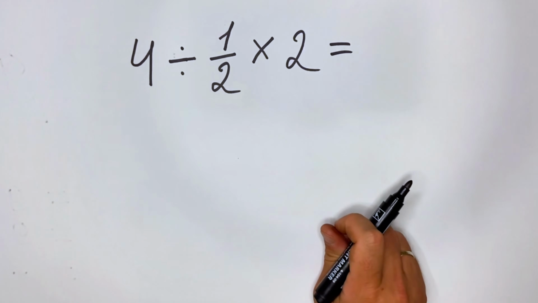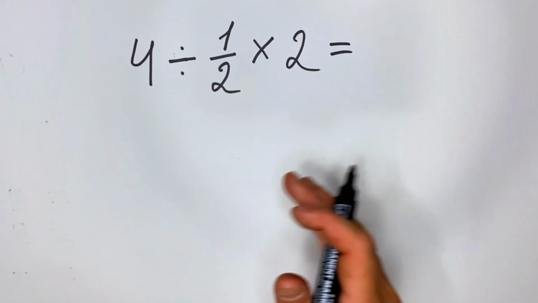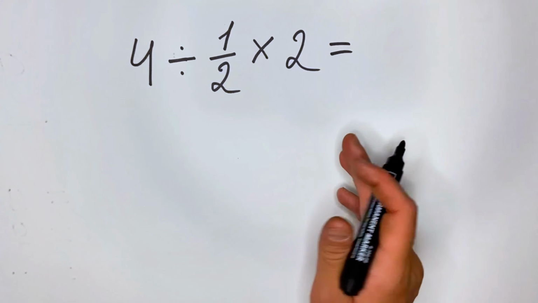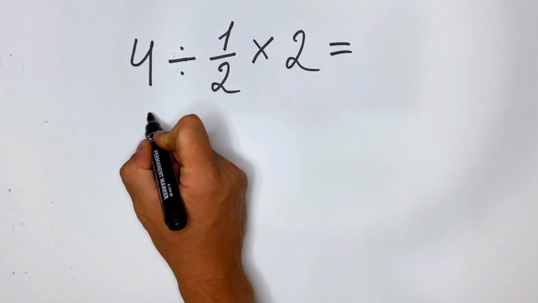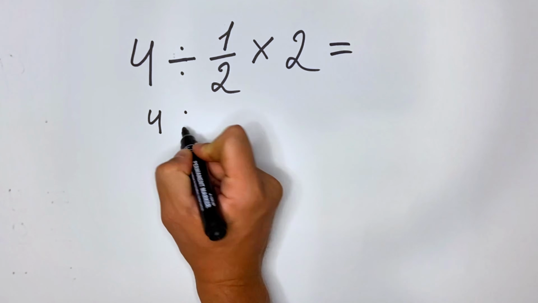Most people get this completely wrong. So now try to pause the video and try it for yourself. Let's see if you can get it right. So we have 4 divided by 1/2 times 2.